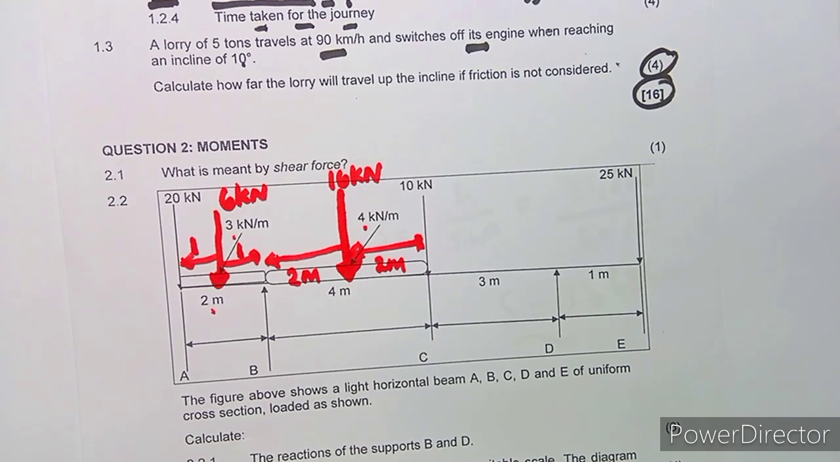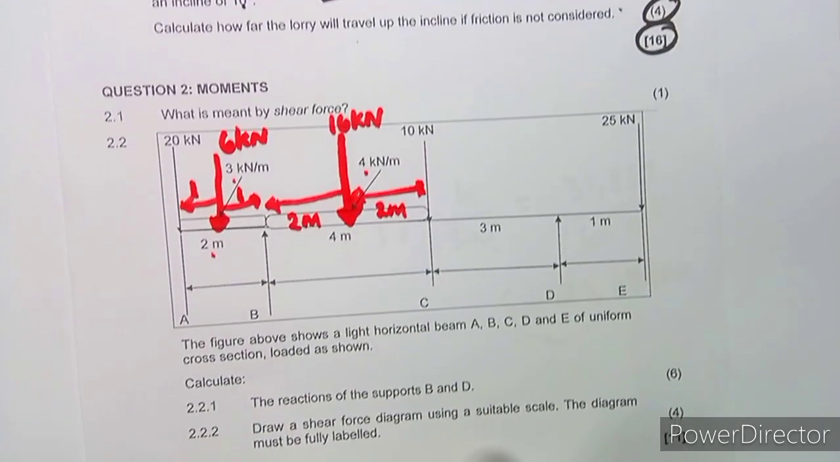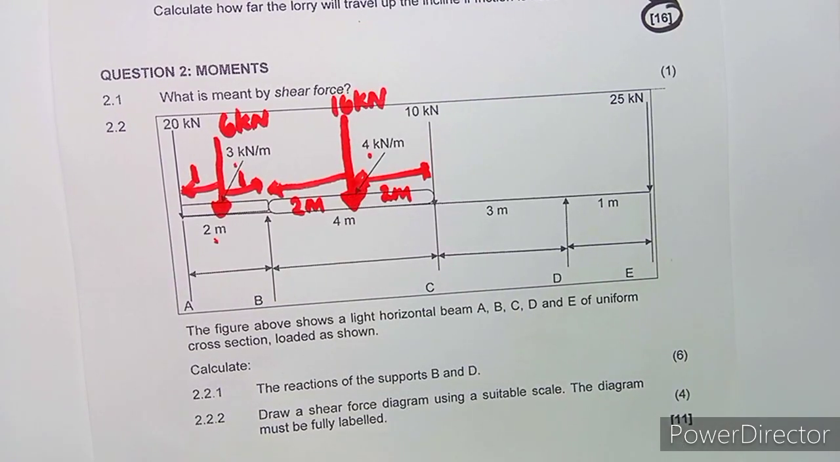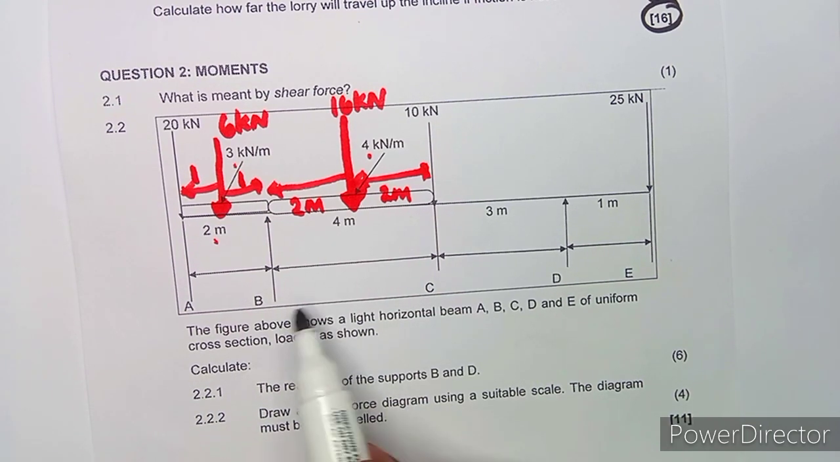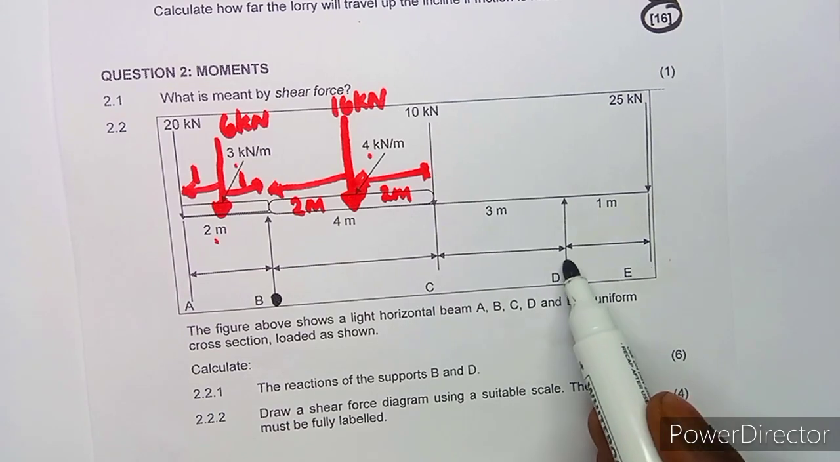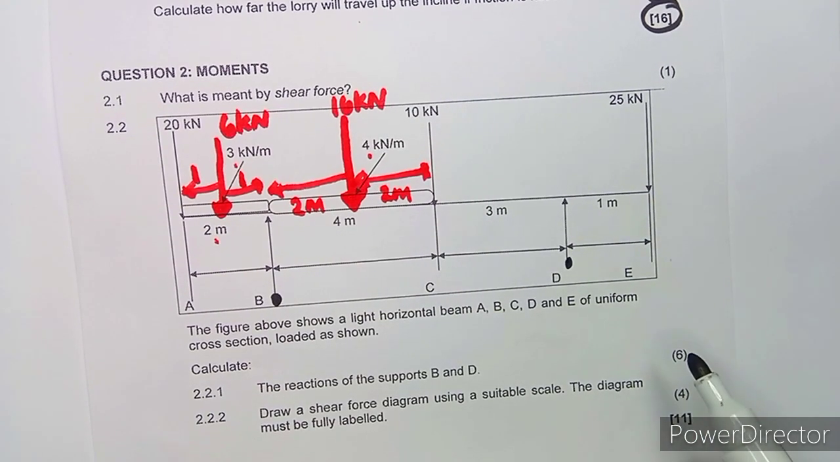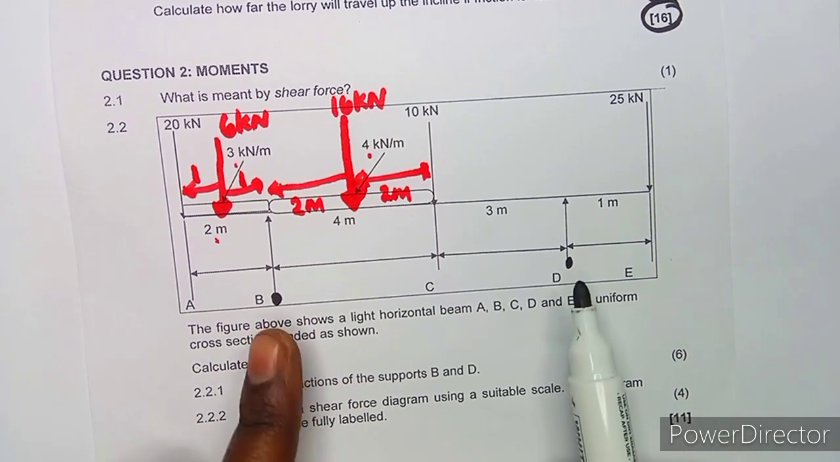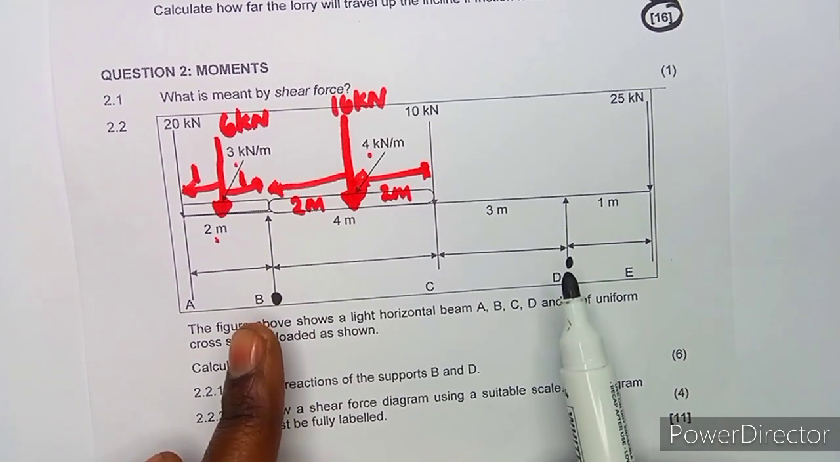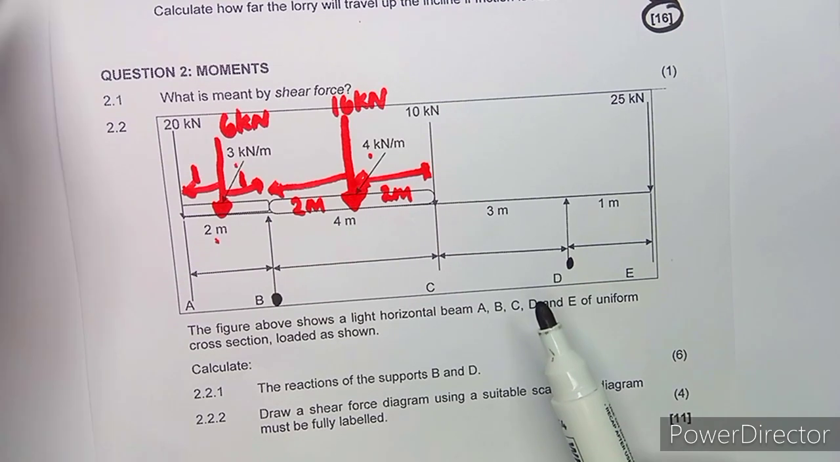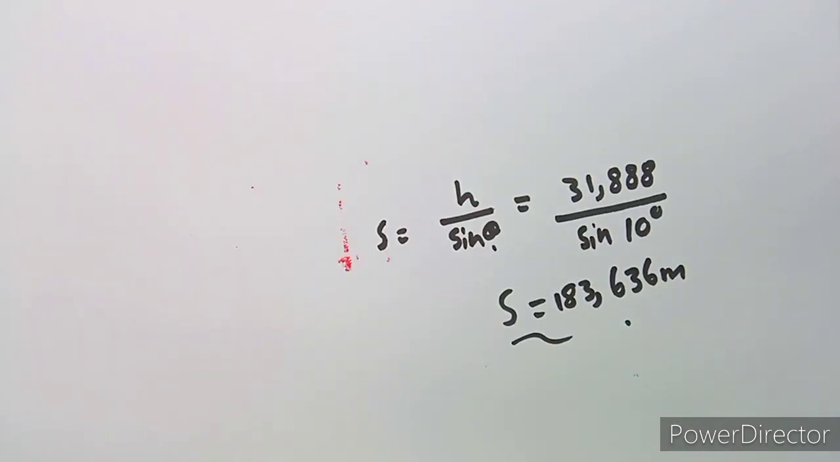Okay, anyway, the first question is to calculate, on 2.1, the reactions of the supports B and D, which are this B here and this D. Sometimes they might not even tell you that the reactions are at B and D, so you must know that the supports are the ones facing upwards. All right, so definitely let's go back to our moments, guys. I'm going to use this diagram here that I have redrawn.